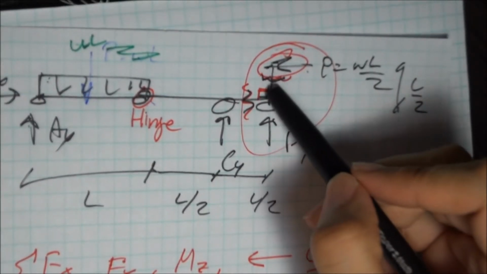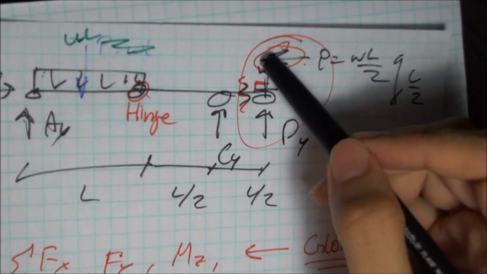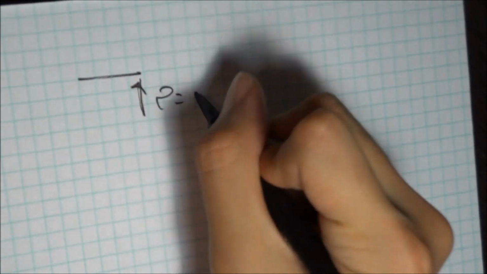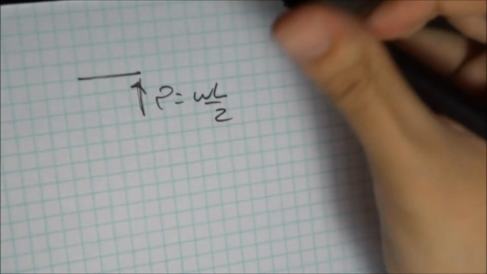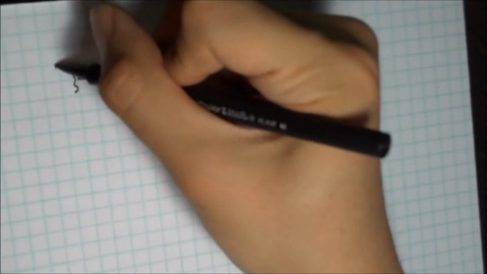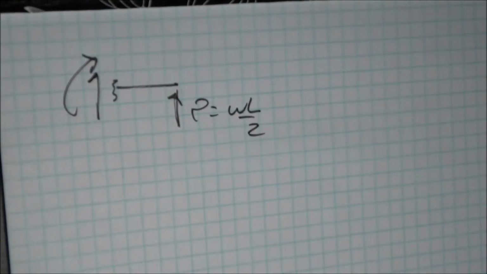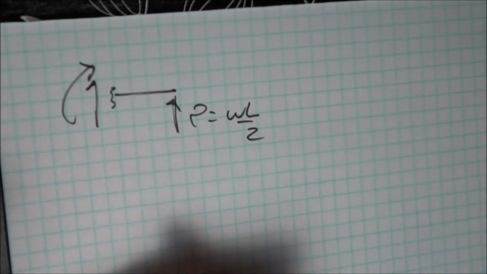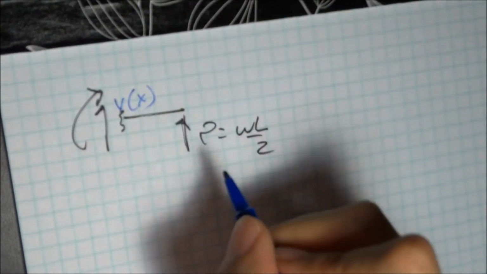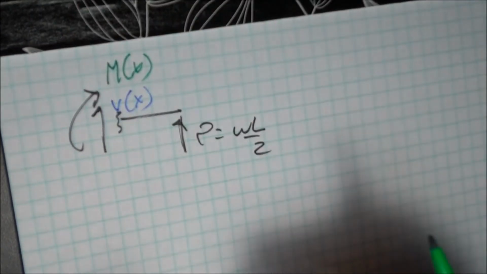It might be easier, instead of looking at this vertical end, let's just rotate it. Let's pretend that we're rotating it so that we're looking at something like this. If I draw that out here, we have something that looks like this, our force P equals WL over 2, and we're making our cut here. We have a shear force and we have a moment force. Our shear force is going to be V of x, and our moment will be M of x.